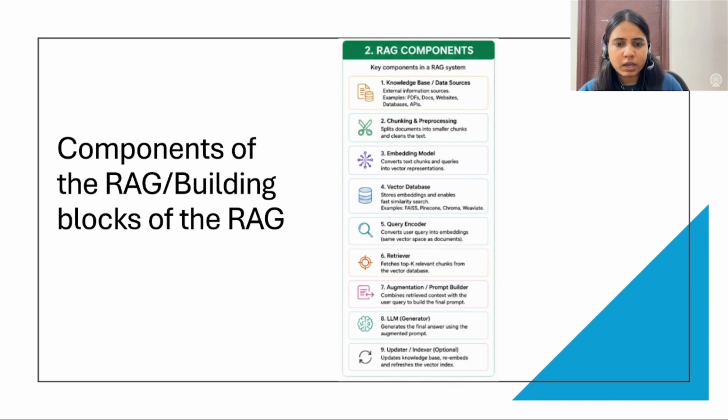Okay, then, as we see here, we generate the final answer using the augmented prompt, then comes the updater or indexer. This is the optional one, but still, if we don't perform this, our RAG is behind. It regularly refreshes and re-embeds data to keep the knowledge base up to date. For example, we have to add new documents or remove old documents, so we have to make sure our knowledge base is up to date.